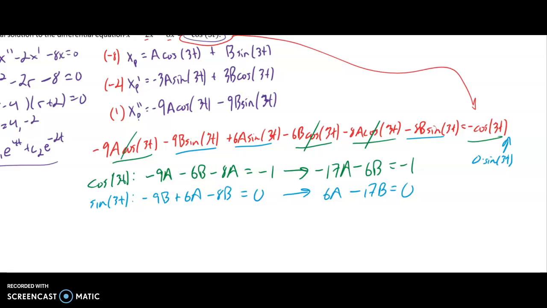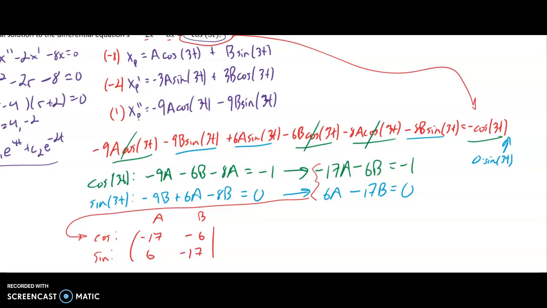I guess we'll flip back to red. So that is going to come down over here. And my matrix is going to be -17. This is my cosine line. This is my sine line. This is A. This is B. So -17, -6, positive 6, -17. I draw my augmented bar, and then I write my -1 and my 0. I go over to my calculator. I RREF this.